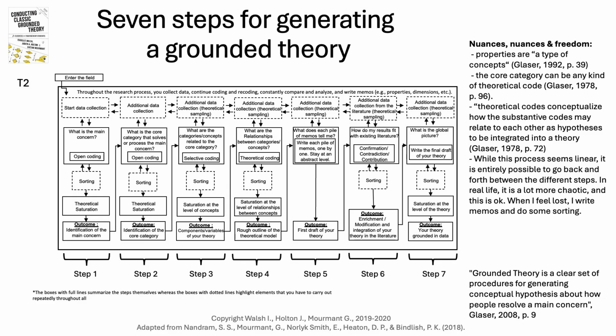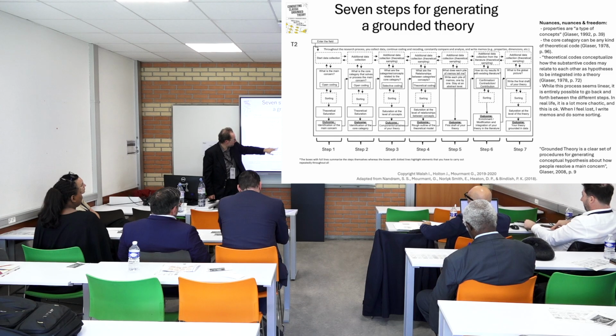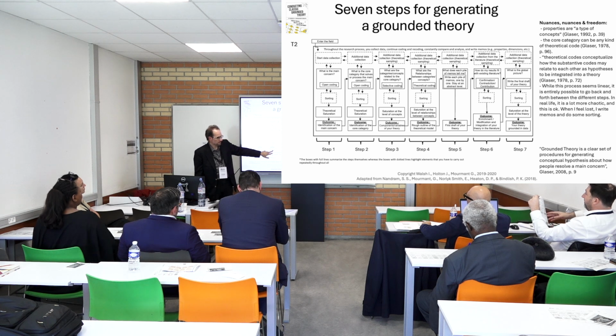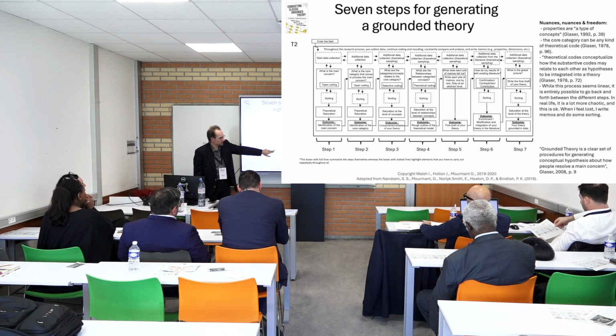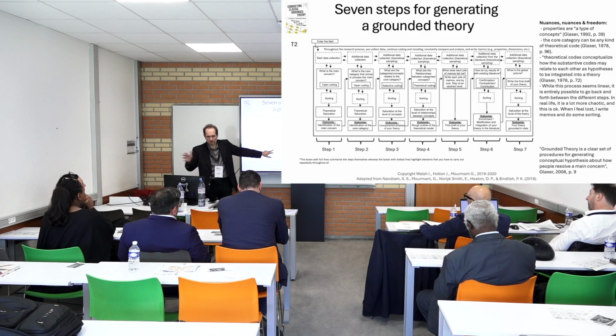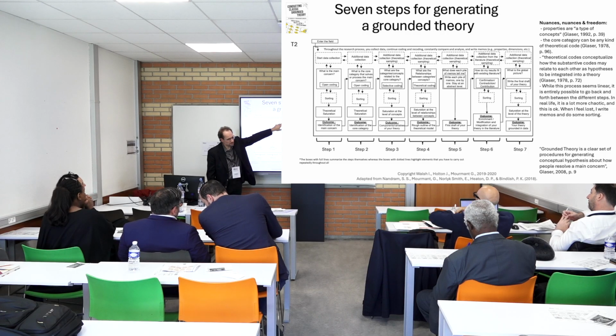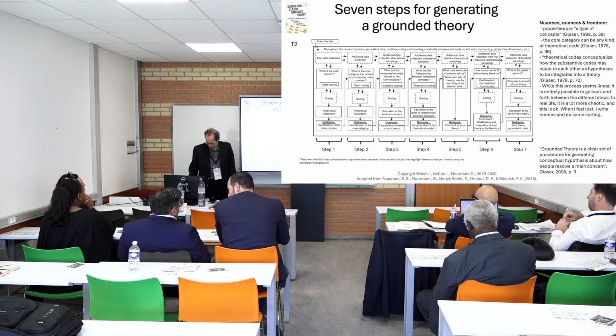So once I reach theoretical saturation here, then I can move to selective coding. And here I'm going to collect more data with theoretical sampling based on that. So the core category that I have here is my main concept. Now I need to enrich that concept. What are the dimensions? What are the properties of that concept? You can think of duration, for example. Depending on the data are going to drive this. And you continue.